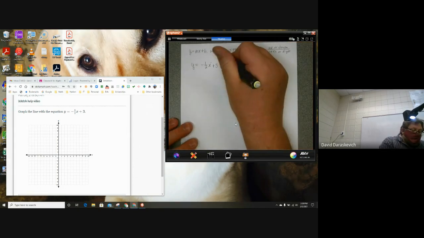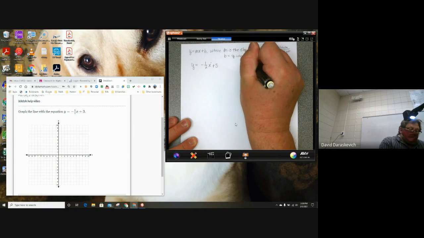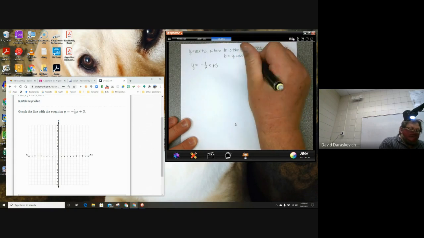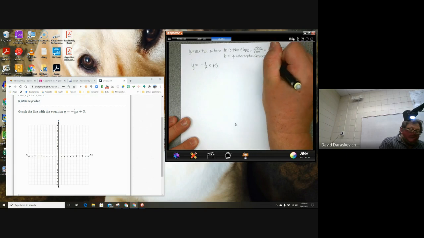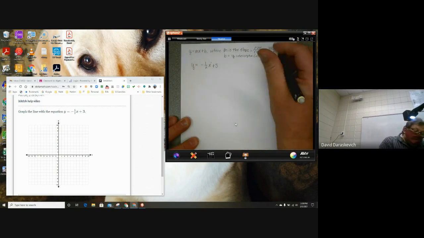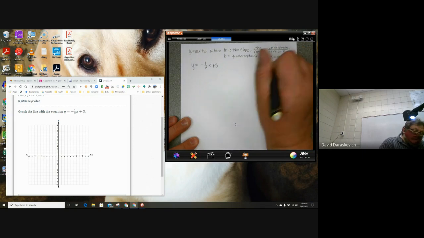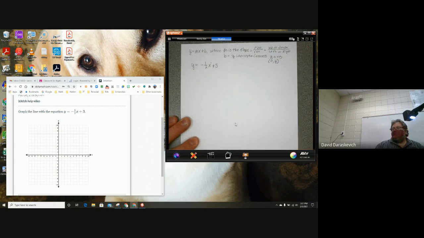And b is the y-intercept. And what does that mean? Well, that means that's where it crosses the y-axis. It also means that my x value is going to be 0, and my y-intercept, like this, would be 3. That is my y-intercept.